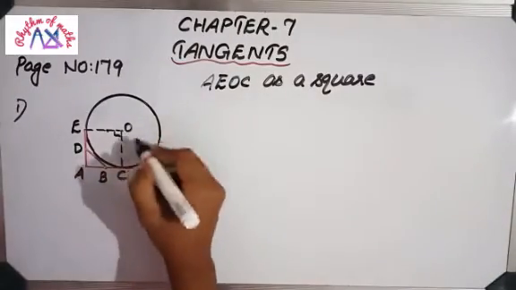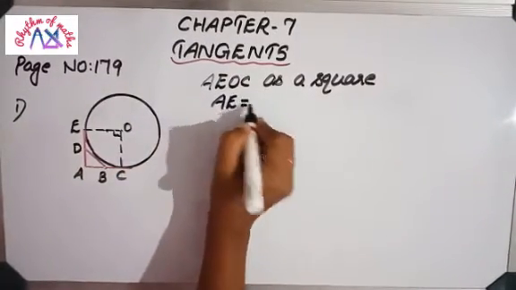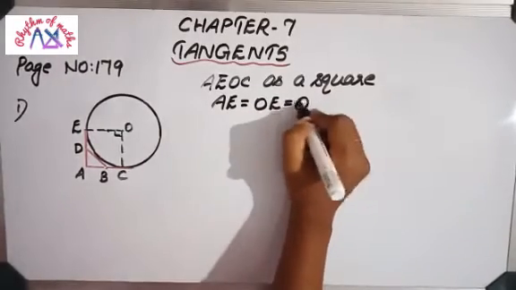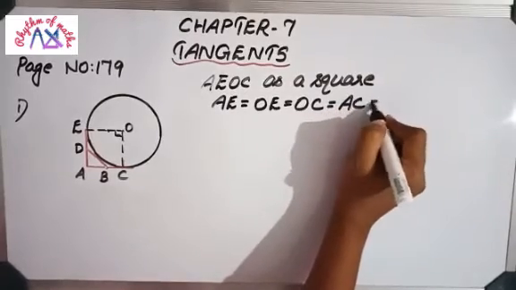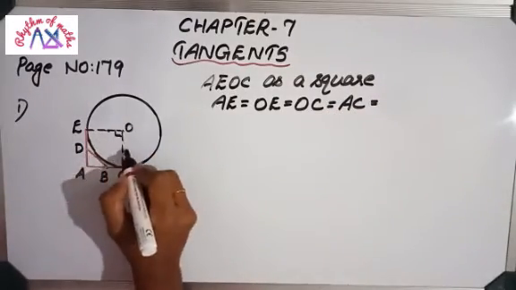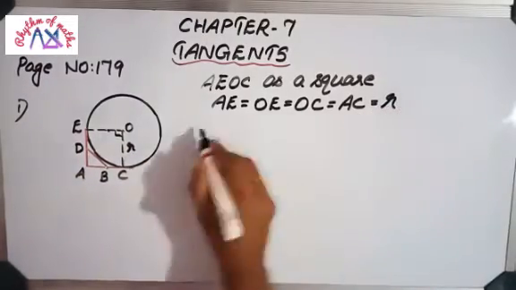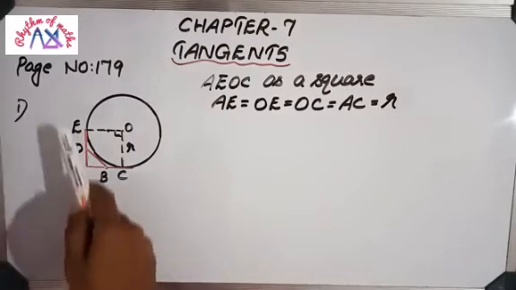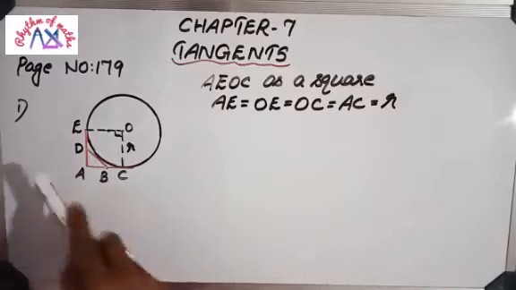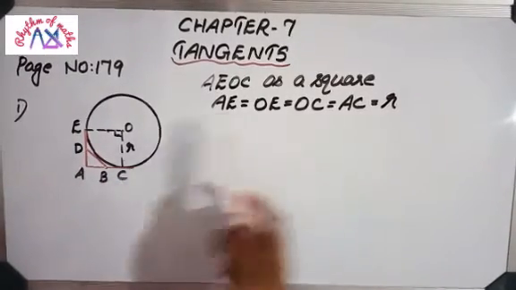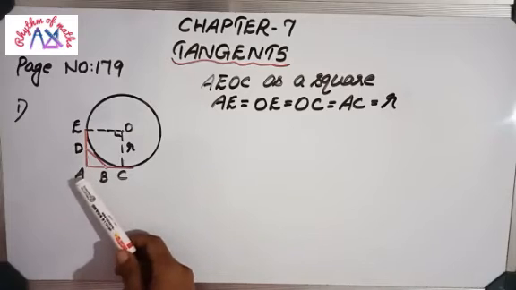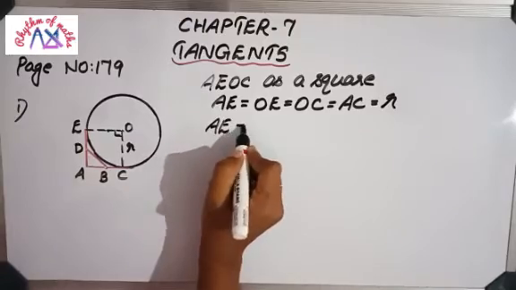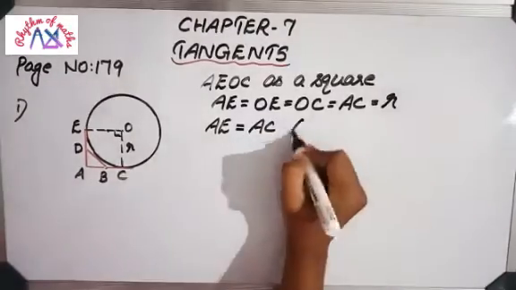Now let's consider the sides: AE equal to OE equal to OC equal to AC. All are sides of the square. OE and OC are already radius R. So all the sides are the radius, and here we got the tangent's length as R. AC is a tangent, this is R. AE is also R, because these two tangents are from the same point A. So we know AE equals AC, tangents from the point A.